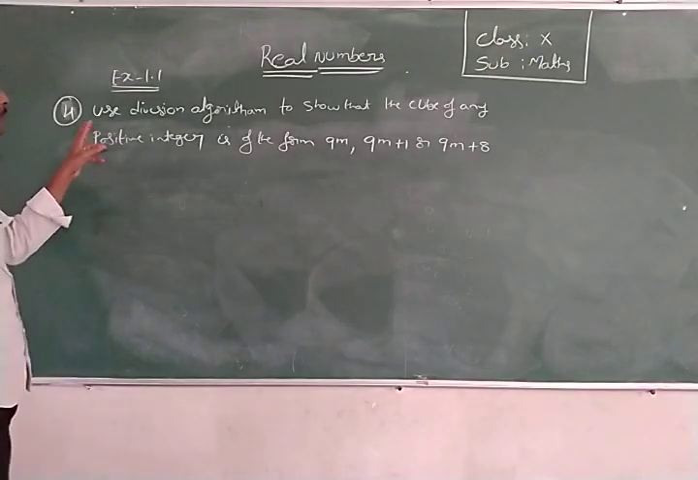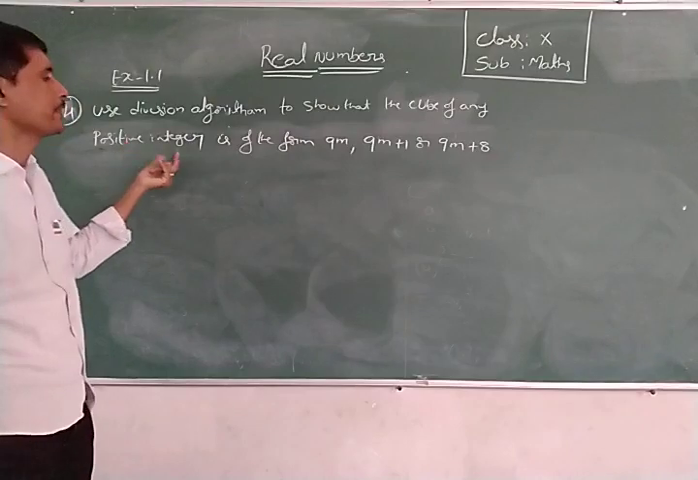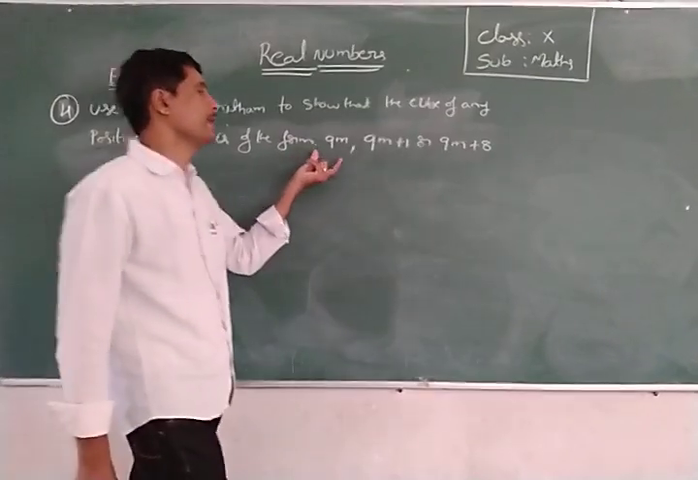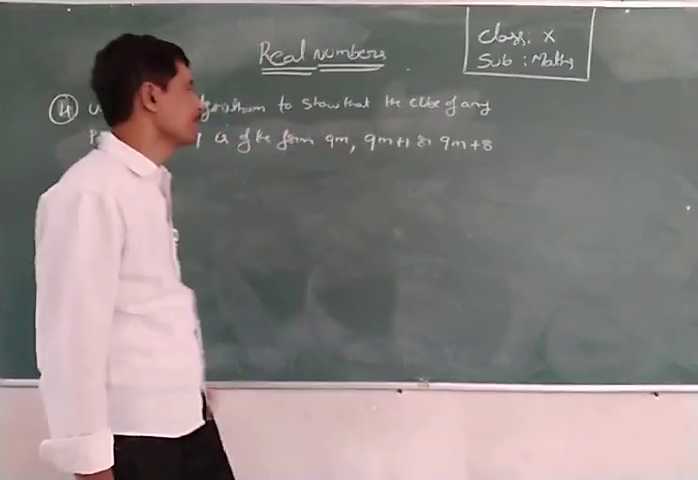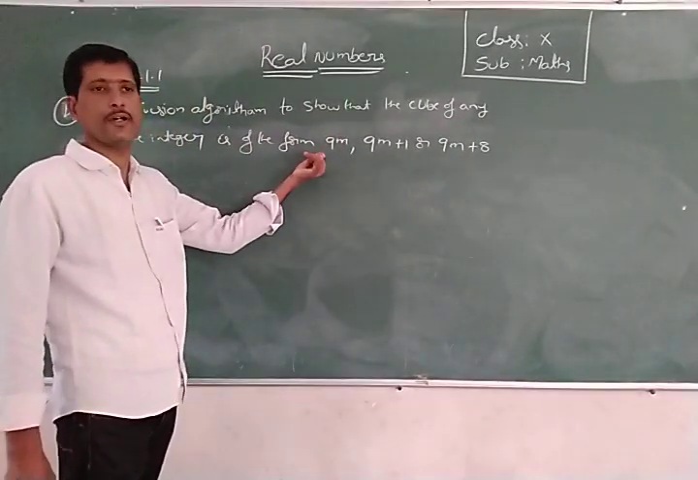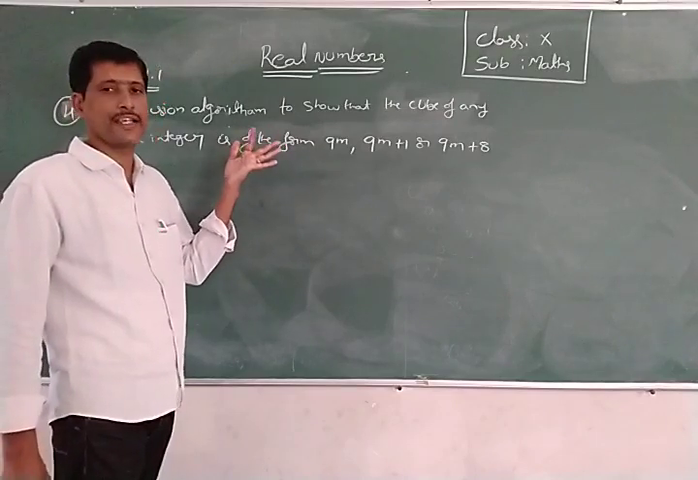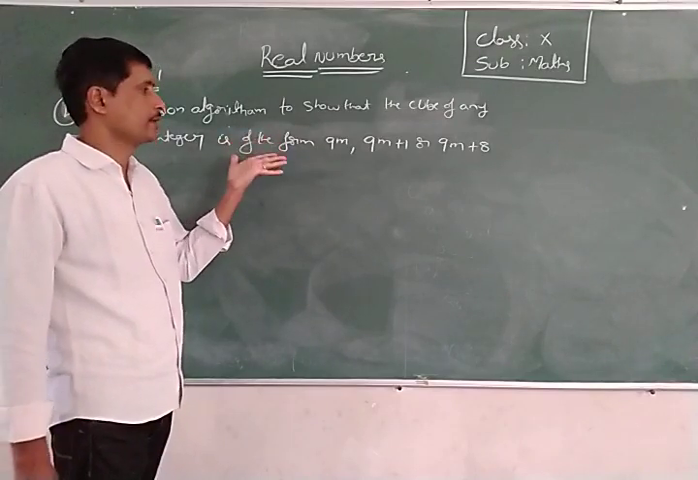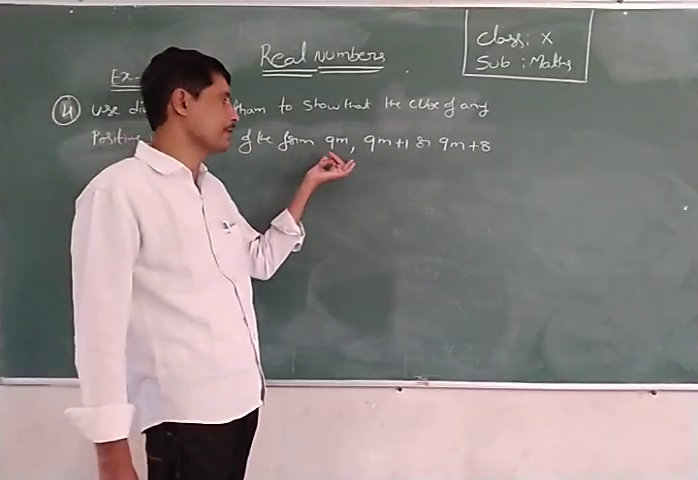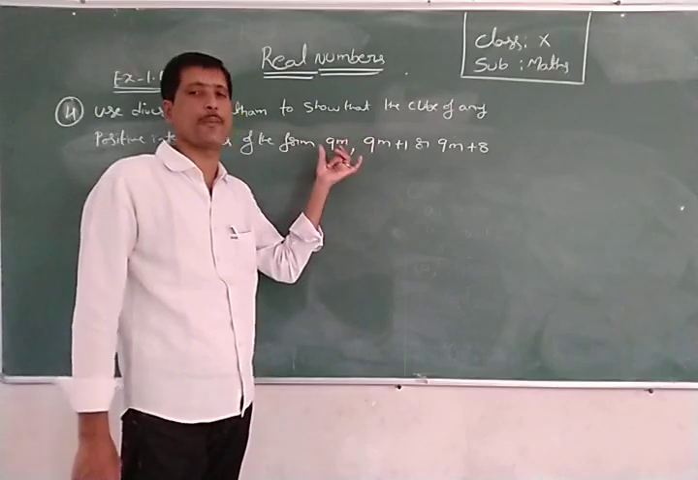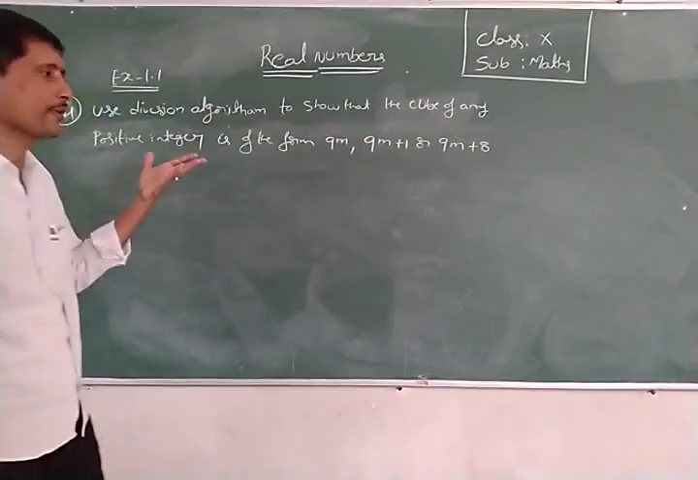See this question, the fourth one. Use division algorithm to show that the cube of any positive integer is of the form 9m, 9m plus 1 or 9m plus 8. In place of b, 9 is there. Therefore, the remainders are 0, 1, 2, 3, 4, 5, 6, 7, 8. So there are 9 remainders in total; you can directly take a equal to 9m and cube both sides and do that also. This is the second method, as in the previous problem.